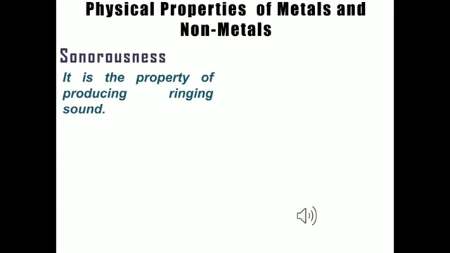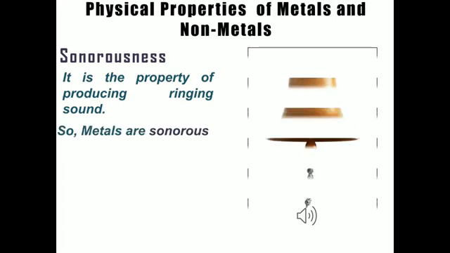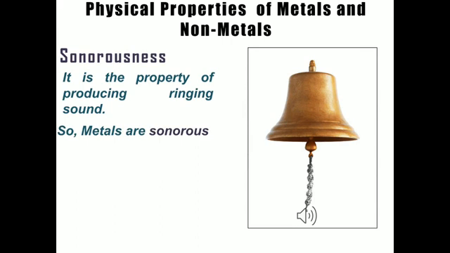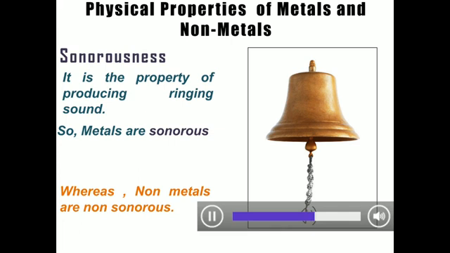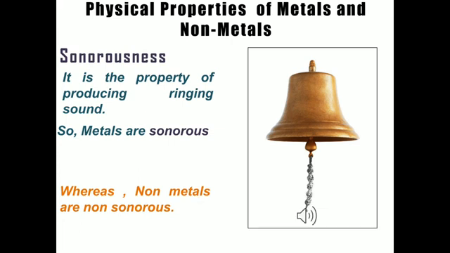There is one more property of metals which is totally different from non-metals, that is sonorousness. Sonorousness is the property of producing a ringing sound. Normally the bells and gongs used in temples are made of metals. Why? Because metals are sonorous. They produce a ringing sound when we hit a hammer onto them. Non-metals are non-sonorous. The sound produced when we hit metals is a ringing sound like this.